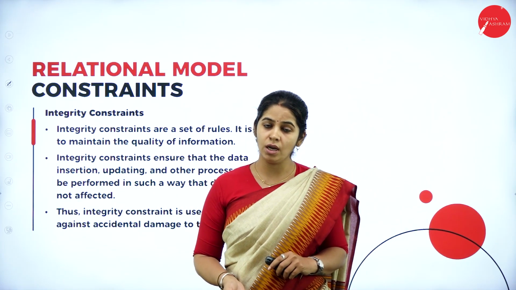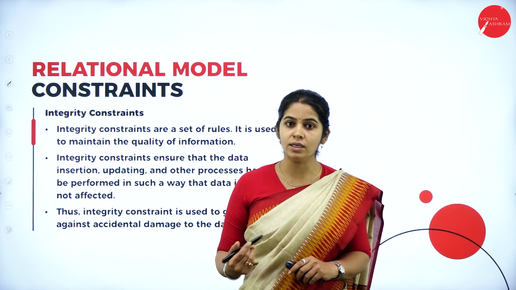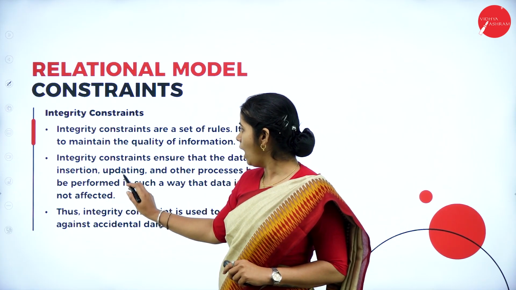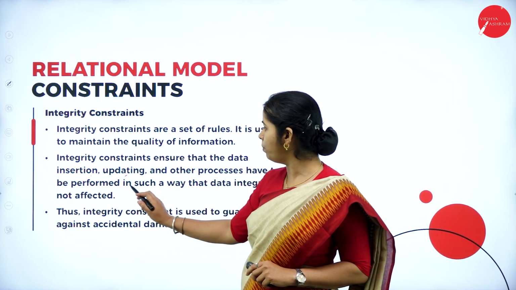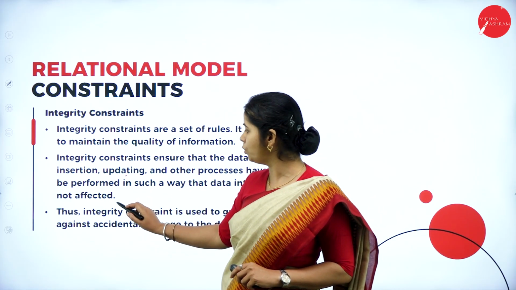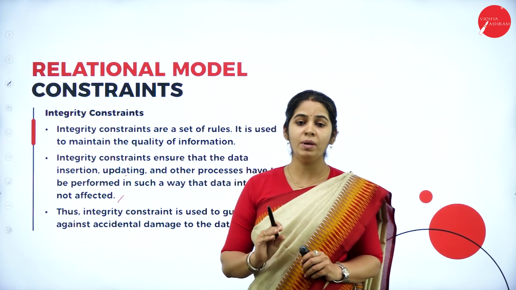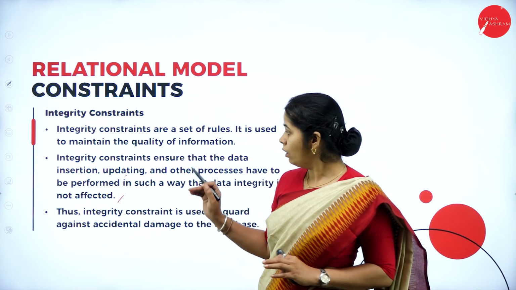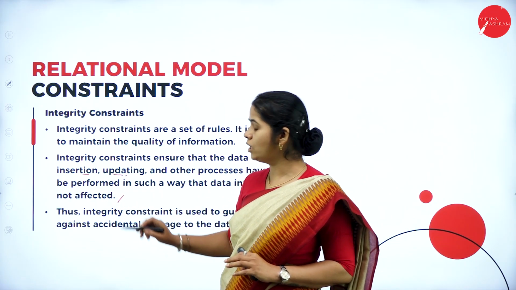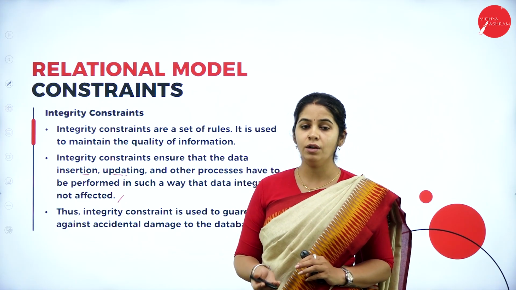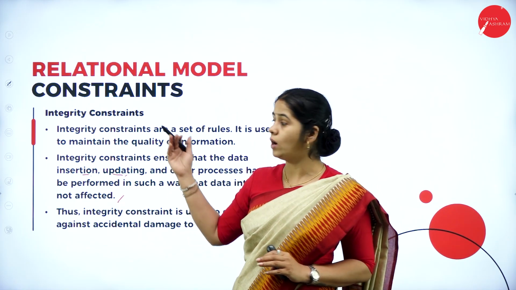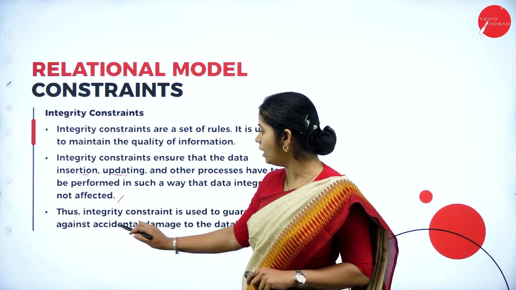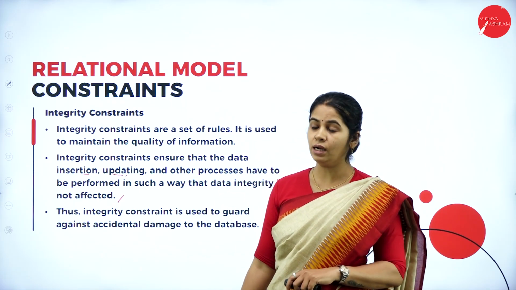Why are we giving constraints? To maintain the quality of the data. Integrity constraints ensure that data insertion, updating and other processes are performed in such a way that data integrity is not affected. Means there should not be any changes on the base of the data or the physical data when we do any insertion, updation or modification. So to maintain that, we have a set of rules called integrity constraints. Thus, integrity constraints are used to guard the data against accident and damage.